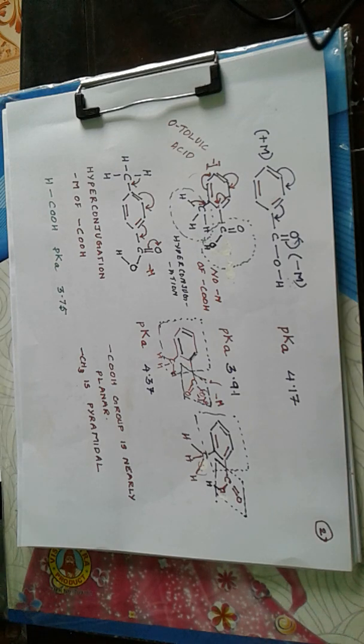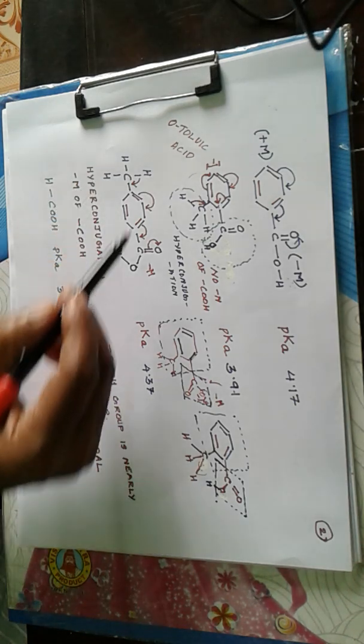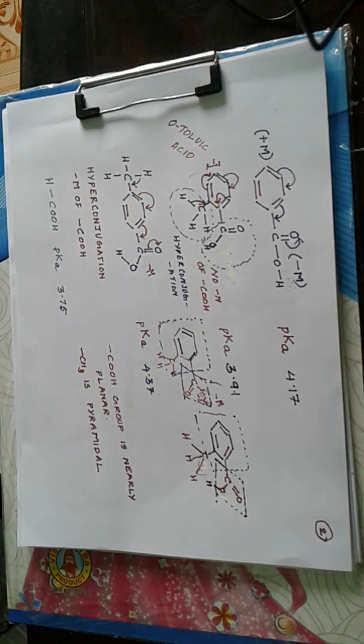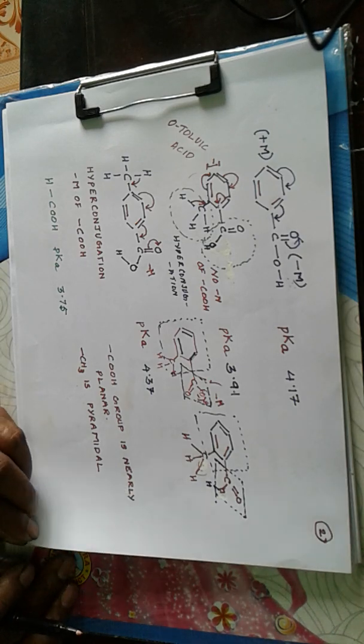making the H free as H positive, so that the removal of H as H positive is made difficult, and hence we say paratoluic acid, this is orthotoluic acid and this is paratoluic acid. Paratoluic acid has a lower acid strength or a higher pK value, and that pK value is higher than that of benzoic acid, and it is 4.37, whereas for benzoic acid it is 4.17.